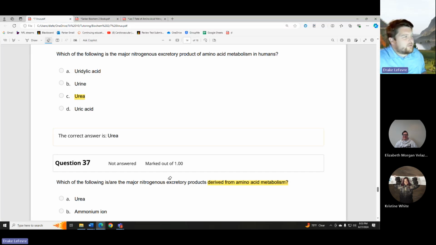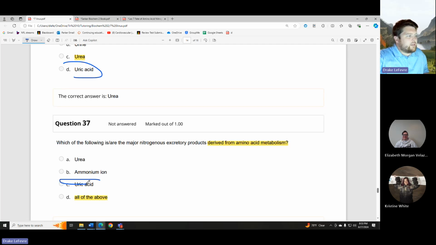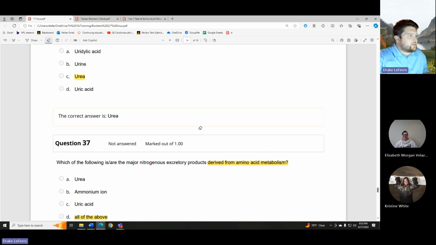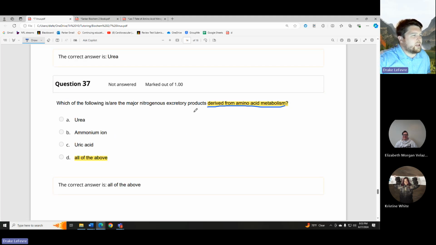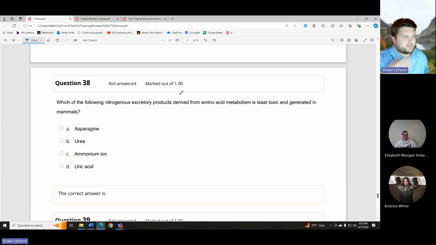Yeah, I don't love that double question because these two questions look way too similar, in the fact that it has uric acid up here and there. I don't like that. It's probably the devil's in the details of the specifics of the questions, like the product of amino acid metabolism versus derived from amino acid metabolism. That's probably a little bit of wordplay, which I don't like.